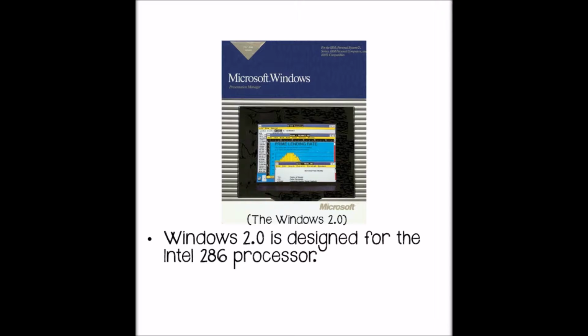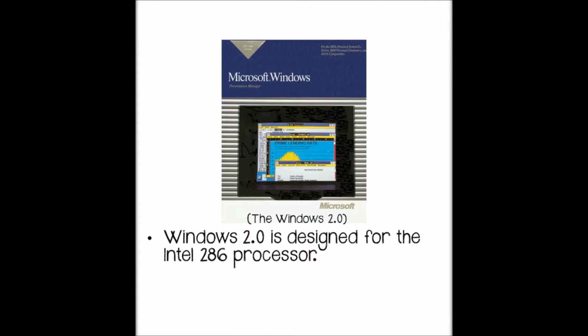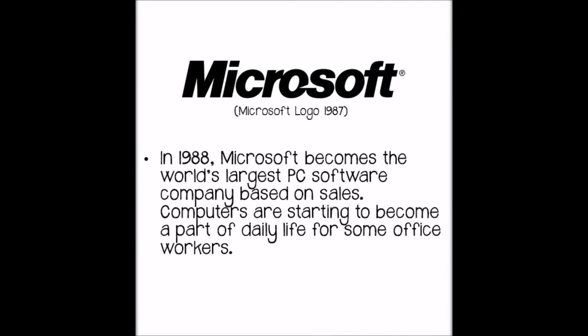Subsequent Windows releases continue to improve the speed, reliability, and usability of the PC. In 1988, Microsoft becomes the world's largest PC software company based on sales. Computers are starting to become a part of daily life for some office workers.